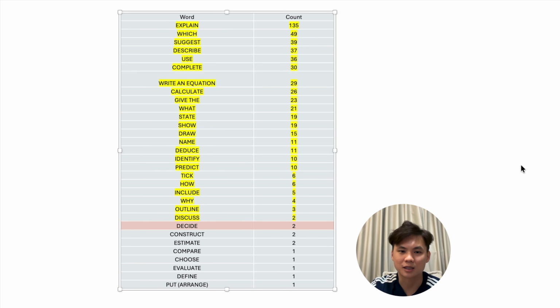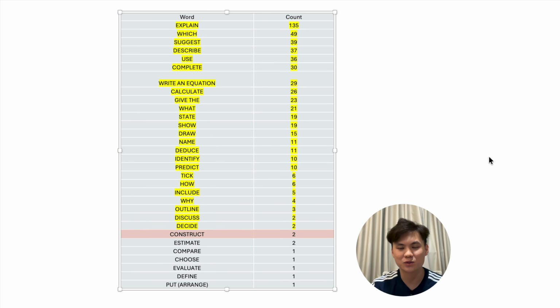Decide is a little bit of a merge between predict and identify. So decide is talking about, similarly, a phenomenon has happened, and based on the information that you have, you decide what is the outcome. So it's very similar to things like predict. Or sometimes they ask you to decide whether the claim stated is true. So you have to make a decision, phrase your words in the form of a decision.